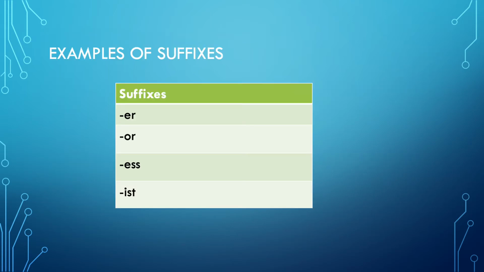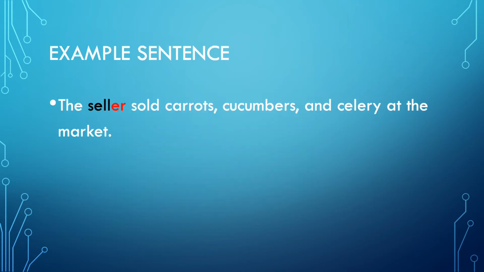Here are some examples of suffixes. The first one, ER. Second one, OR. Third one, ESS. Last one, IST. Let's take a look at our first example sentence. The seller sold carrots, cucumbers, and celery at the market.